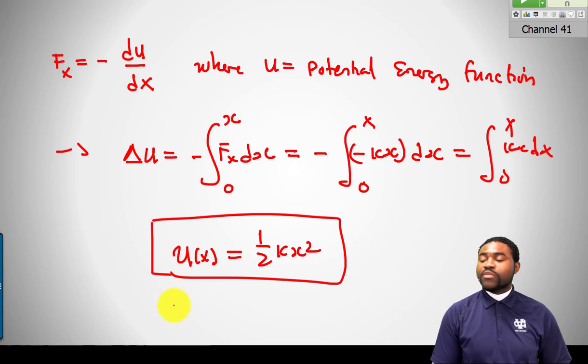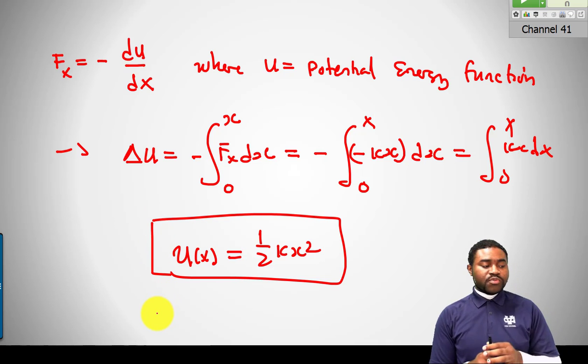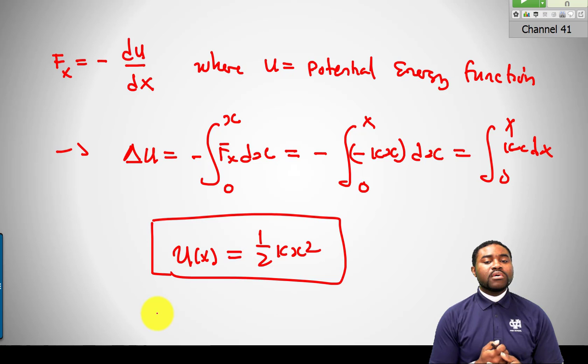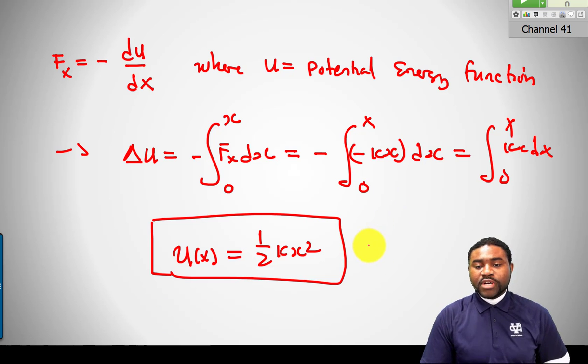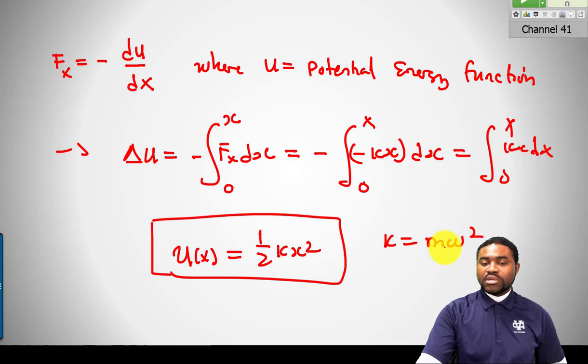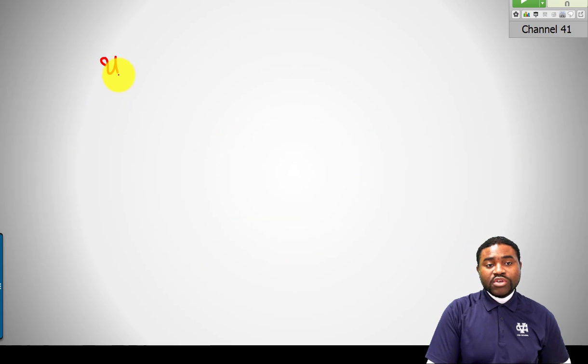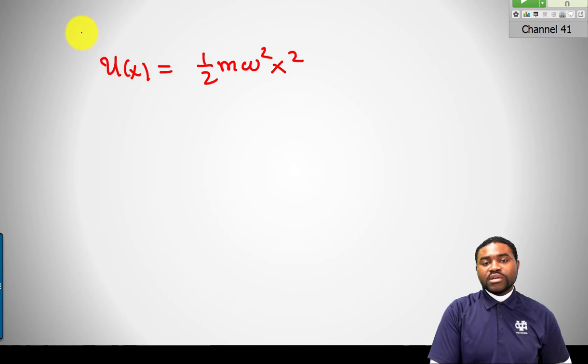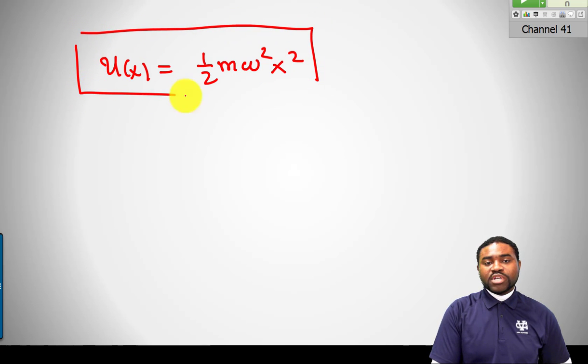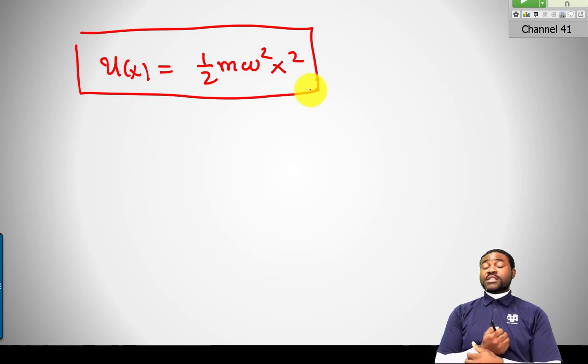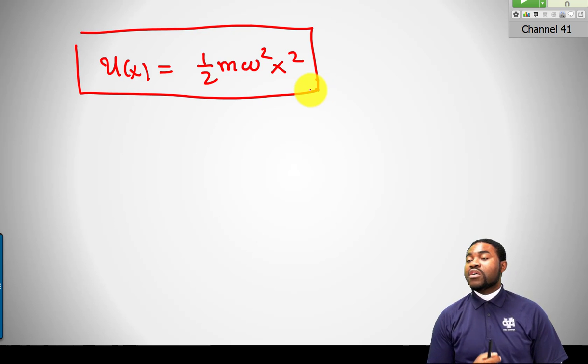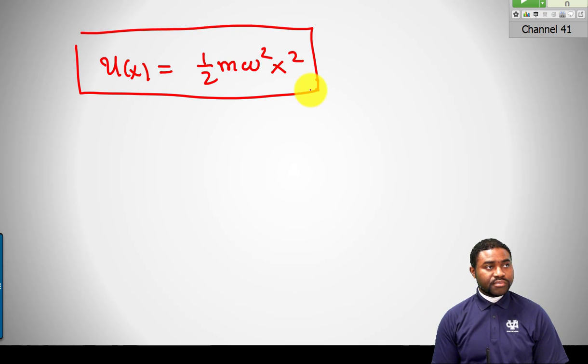You saw this before, right? You've seen this before. This can be re-expressed. We know that k is equal to what? m omega squared. That would mean that U(x) will be equal to 1/2 m omega squared x squared. That is another way to express the potential energy. And this is the potential energy of a particle undergoing what? Simple harmonic motion.